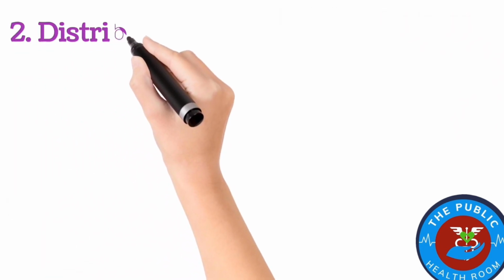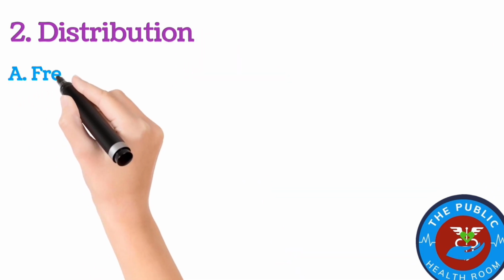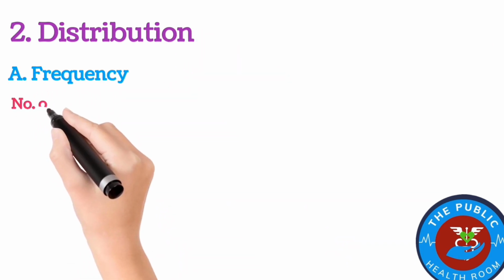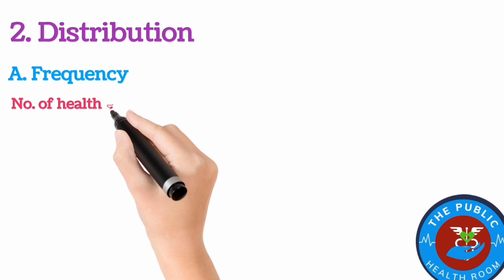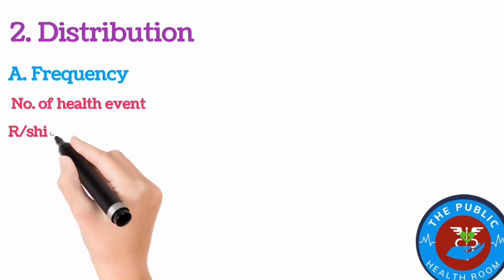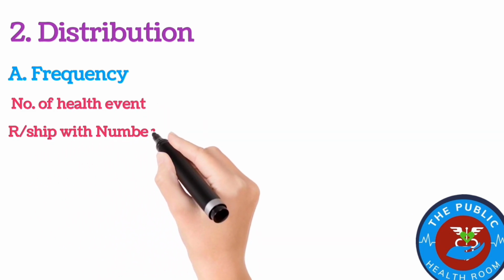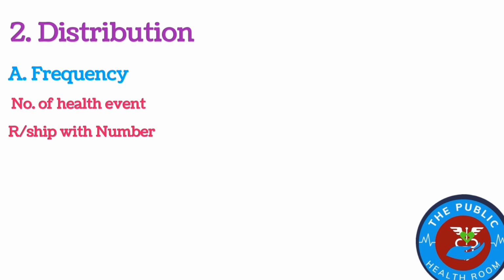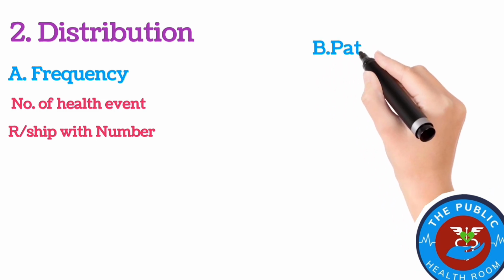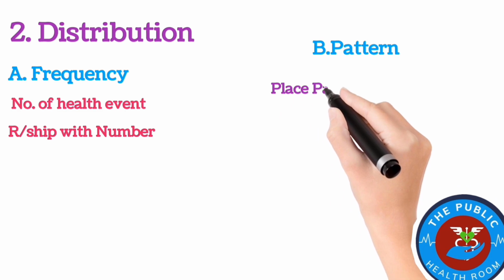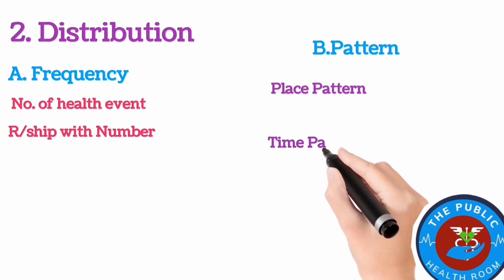Distribution. Epidemiology is concerned with the frequency and the pattern of health events in a population. Frequency refers not only to the number of health events but also to the relationship of that number to the size of population, in which case the resulting rate allows epidemiologists to compare disease occurrence across different populations. Pattern refers to the occurrence of health-related events by time, place, and person.